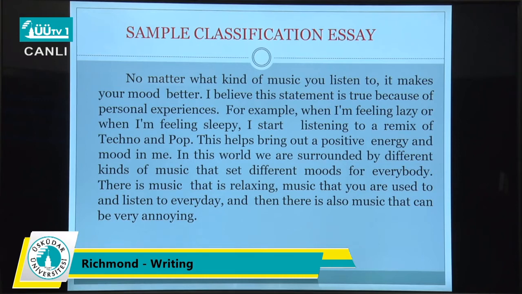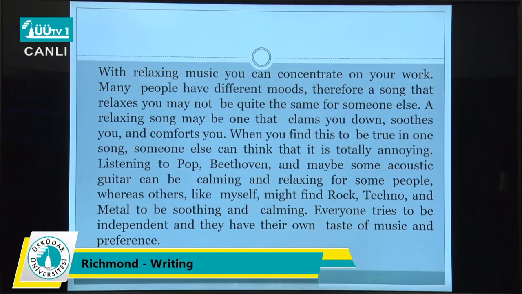This was the introduction. Now, this is the first body paragraph. Again, I will give you some time to read.